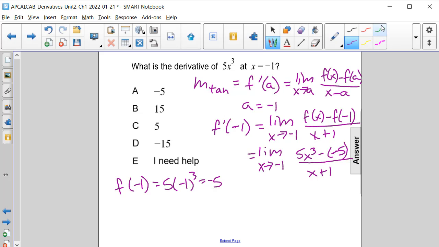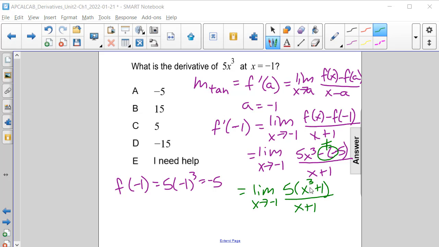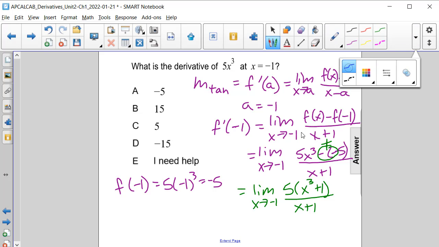Well, notice we have two negatives here, so minus negative becomes a plus sign, and we can also factor out a 5. So we have the limit as x approaches -1 of 5 times x cubed plus 1 over x plus 1. And then we can also factor x cubed plus 1 to make it even more simplified.